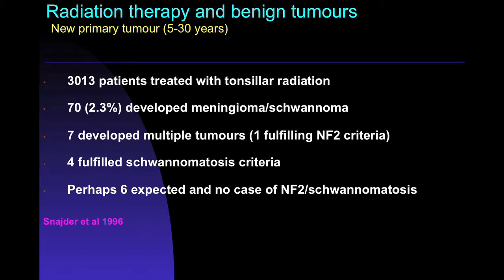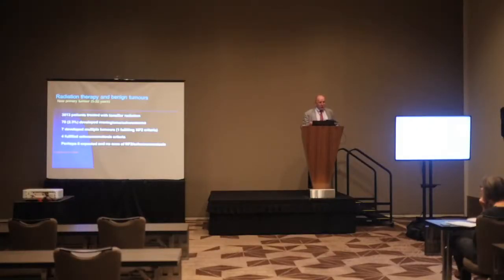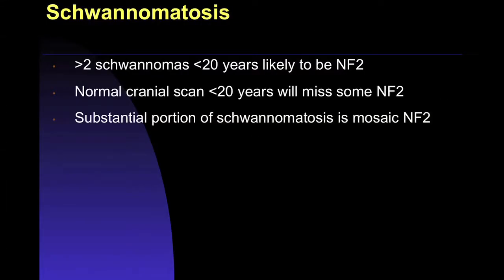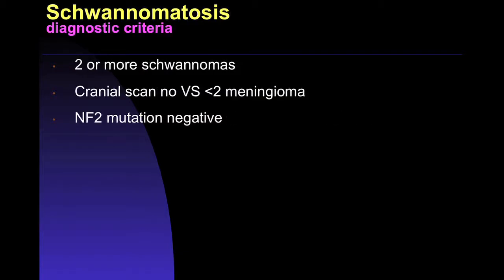This study in Israel, actually, no, it's not the Israel study, the Schneider study showed that when they started to use radiation treatment for tonsillitis, believe it or not, in the 1930s, many people developed multiple meningiomas and schwannomas, almost certainly from the radiation exposure. And 4 of those patients actually fulfilled schwannomatosis criteria based on the fact that they'd been irradiated. So it's not always that you're going to meet schwannomatosis criteria because you've got schwannomatosis.